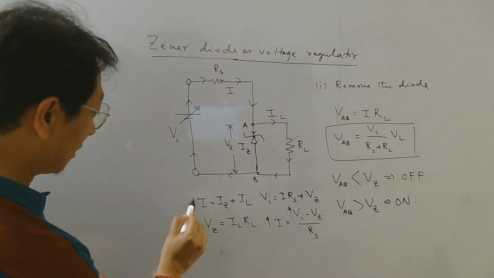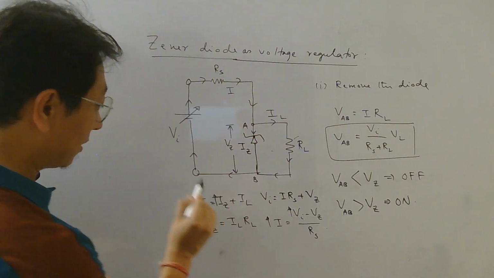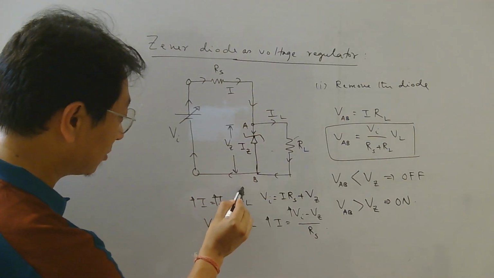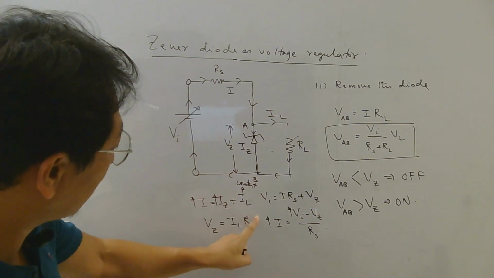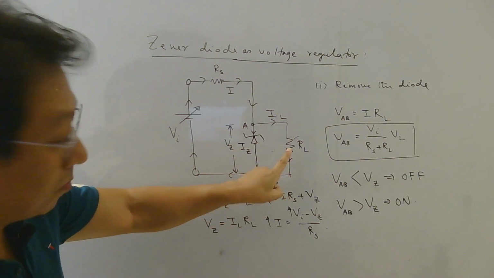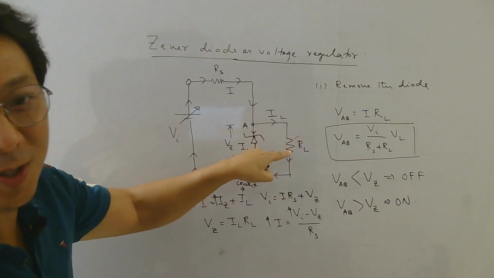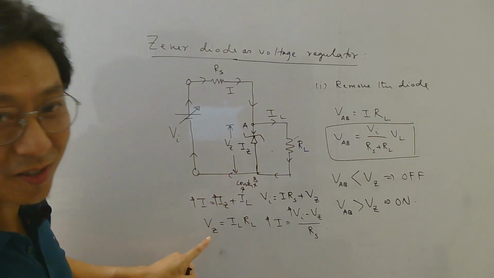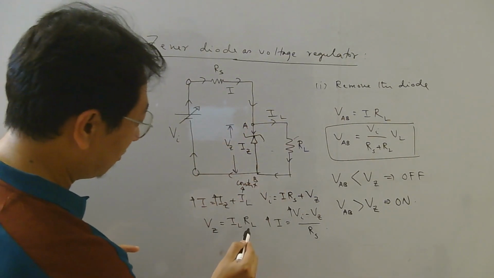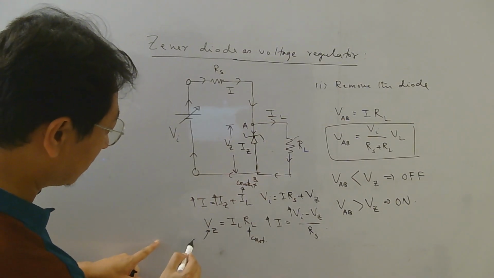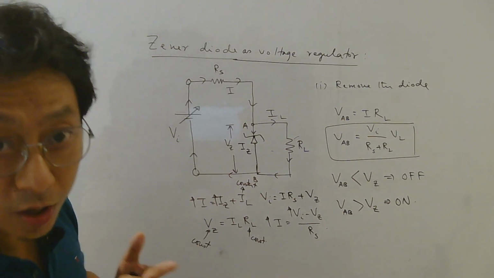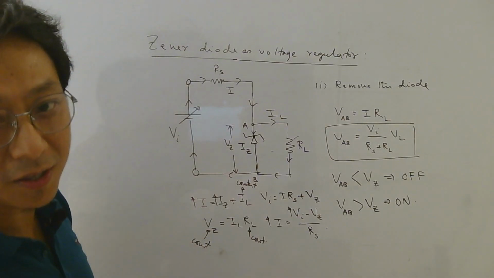And when this current increases, Iz increases, but IL should remain constant. Why should IL remain constant? Because your RL is constant. But if you change RL, then IL also has to change because Vz remains constant. So in this problem, if your RL is constant, then Vz is constant once your diode is in the on state. So IL has to be constant, right?